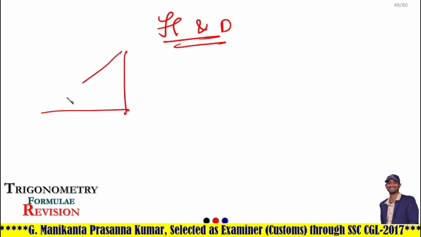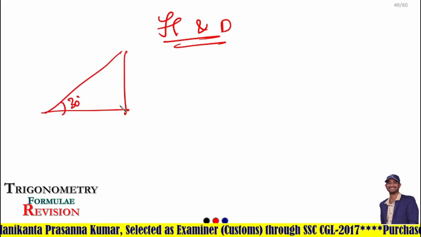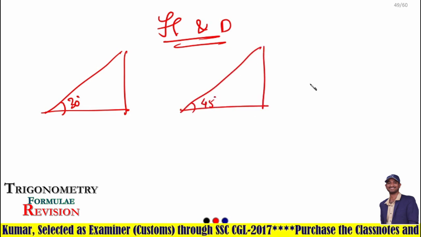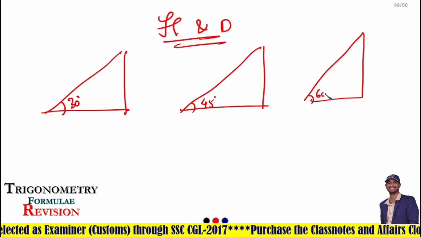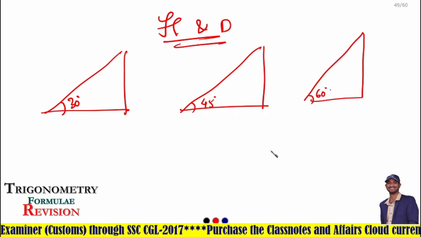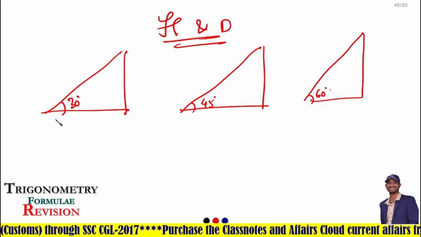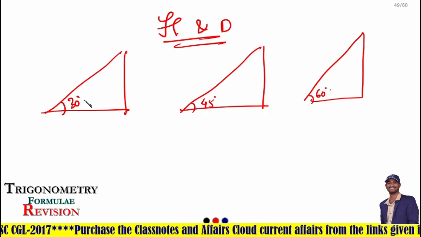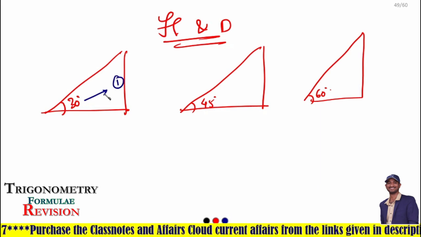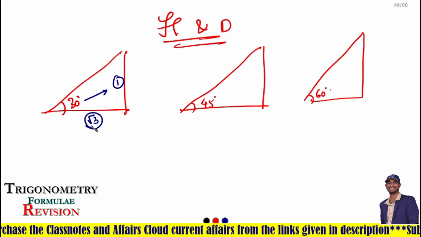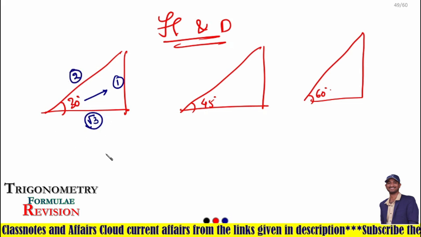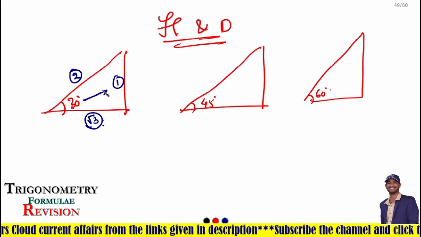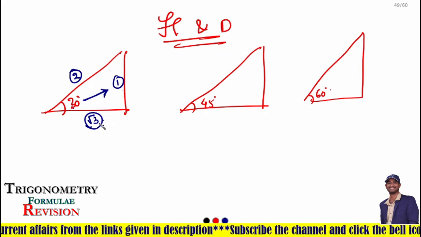Whenever there are right angle triangles with angles 30, 45 and 60 degrees, we can take the values in units. The side opposite to 30 degrees is 1 part and the adjacent side is root 3 parts. That is because tan 30 is 1 by root 3, opposite by adjacent.